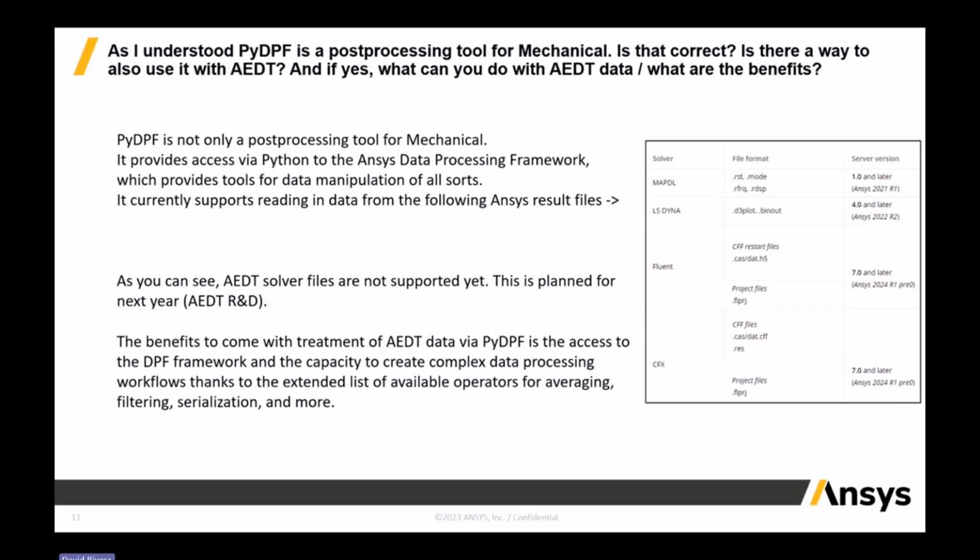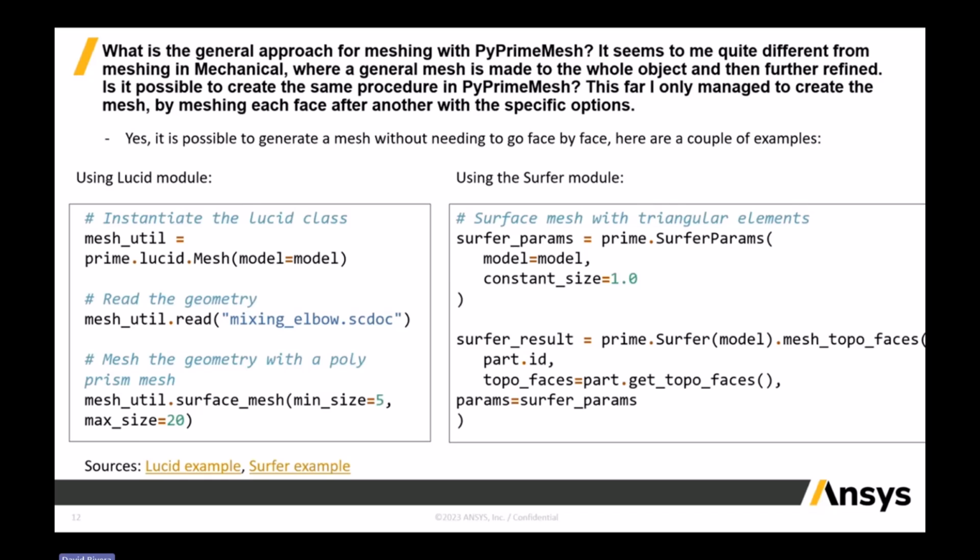Okay, so we go to the next one. What is the general approach for meshing with PyPrimeMesh? It seems to me quite different from meshing in Mechanical, where a general mesh is made to the whole object and then further refined. Is it possible to create the same procedure in PyPrimeMesh? This file only managed to create the mesh by meshing each phase after another with the specific options. Alex?